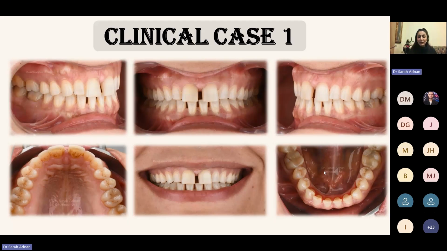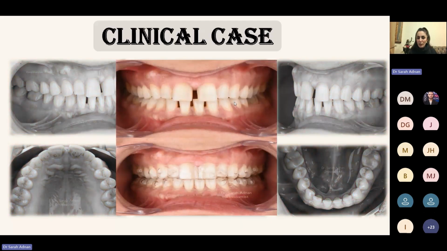The case has proclination and spacing of the upper anterior teeth. The patient is a female, about 40 years old, who asks for an aesthetic appliance. She had previously treated her teeth with a fixed orthodontic appliance, but relapsed because of inappropriate treatment and because she didn't place a permanent retainer. So we managed this case with a clear aligner. The aligner was introduced after 10 days.